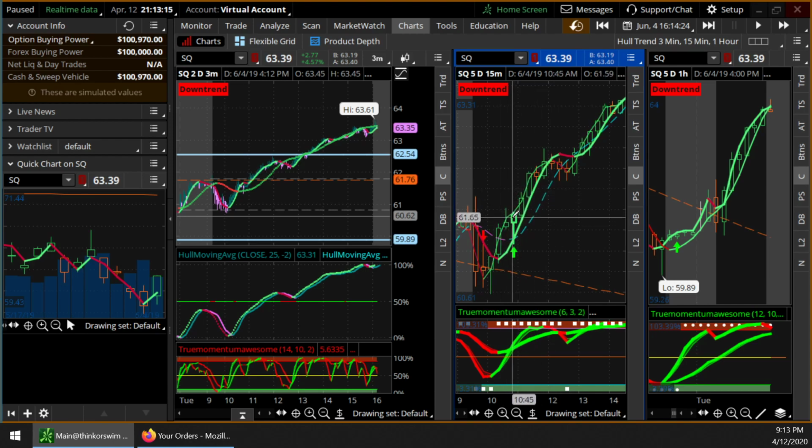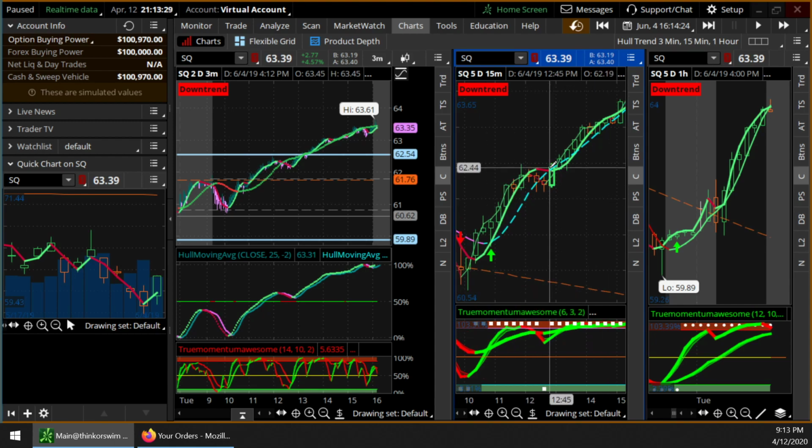So if you get in here and you get a couple green candles and you see this red candle, you're like, oh well, do I go ahead and sell here? My true momentum is starting to turn red here, but this one is still green. What do I do? Do I take profit or do I hold it? Well, you could hold it through. Your 17 is still green there.